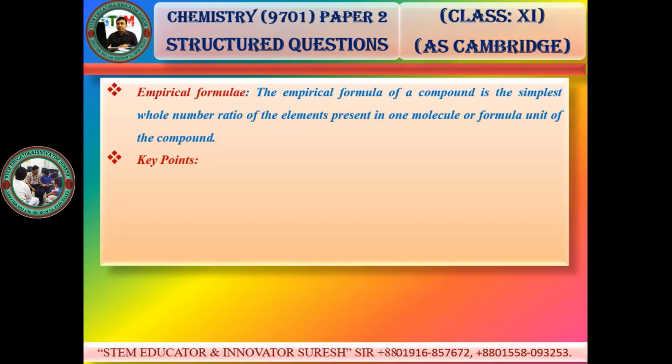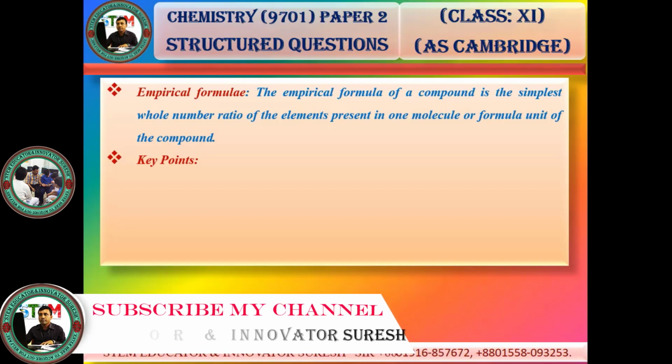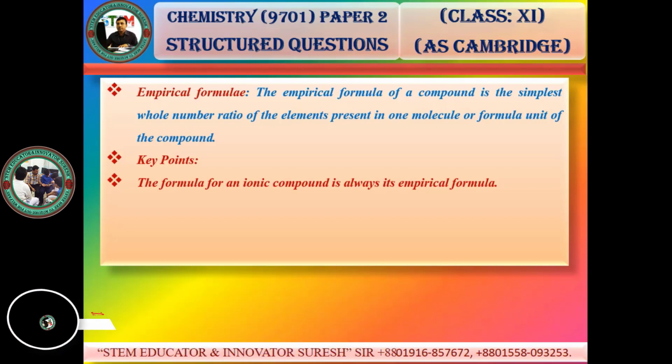Next one is important for you, empirical formula. Though you have learned in O levels what is empirical formula. The empirical formula of a compound is the simplest whole number ratio of the elements present in one molecule or formula unit of the compound. Key points here. The formula of an ionic compound is always its empirical formula.